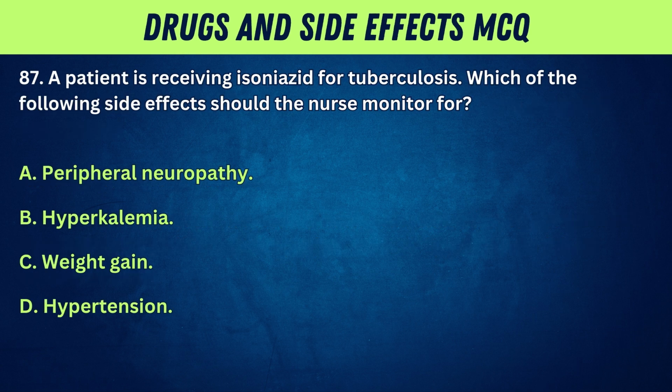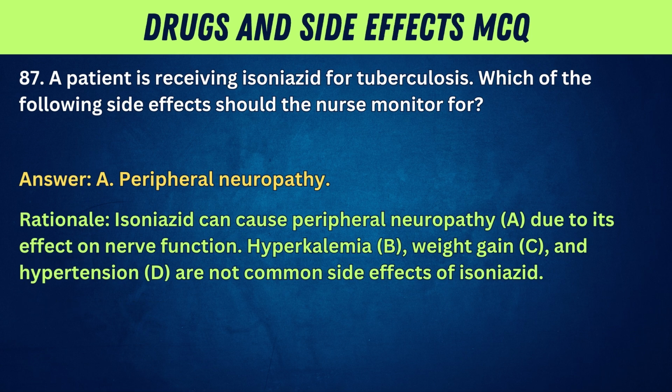87. A patient is receiving isoniazid for tuberculosis. Which of the following side effects should the nurse monitor for? A. Peripheral neuropathy. B. Hyperkalemia. C. Weight gain. D. Hypertension. Answer: A. Peripheral neuropathy. Rationale: isoniazid can cause peripheral neuropathy due to its effect on nerve function. Hyperkalemia, weight gain, and hypertension are not common side effects of isoniazid.